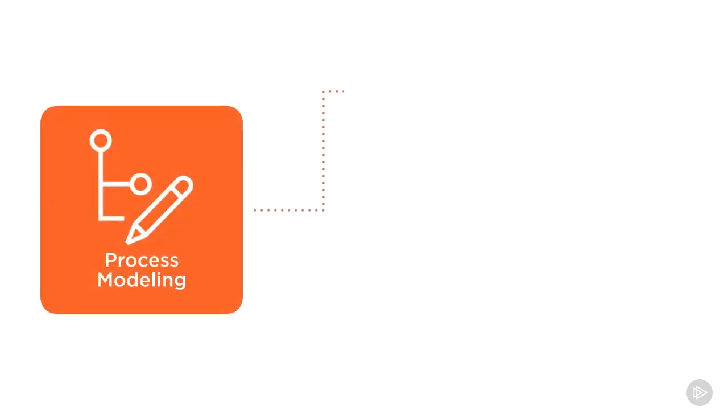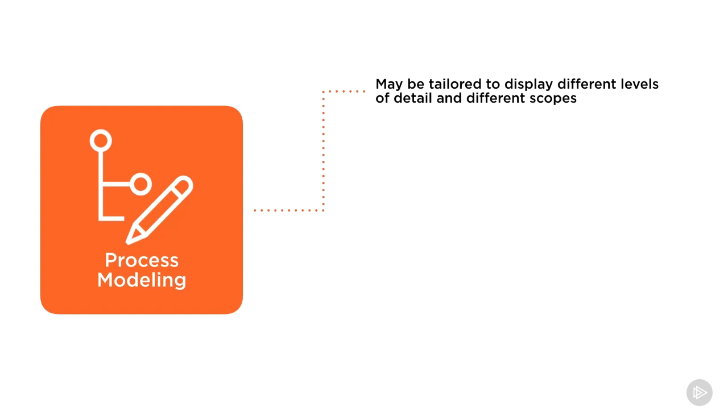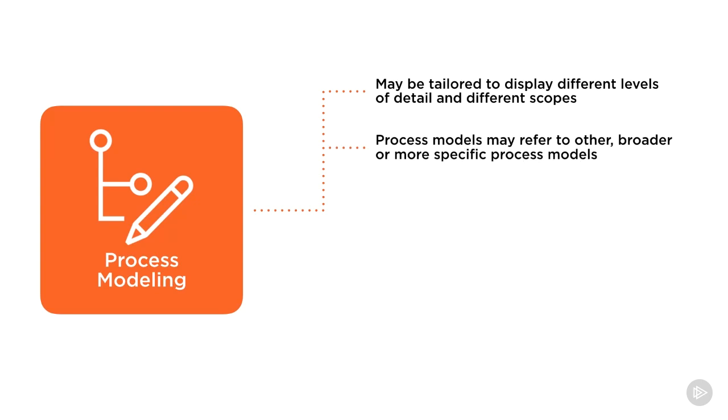Process models may be tailored to display different levels of detail and different scopes depending on the type of analysis we're undertaking or the type of stakeholders that we might be communicating with and trying to convey information about a process to. Process models may refer to other broader or more specific process models as well, giving us the ability to be more or less granular in our approach and show where the handoff of data or value from one process to another might also take place.